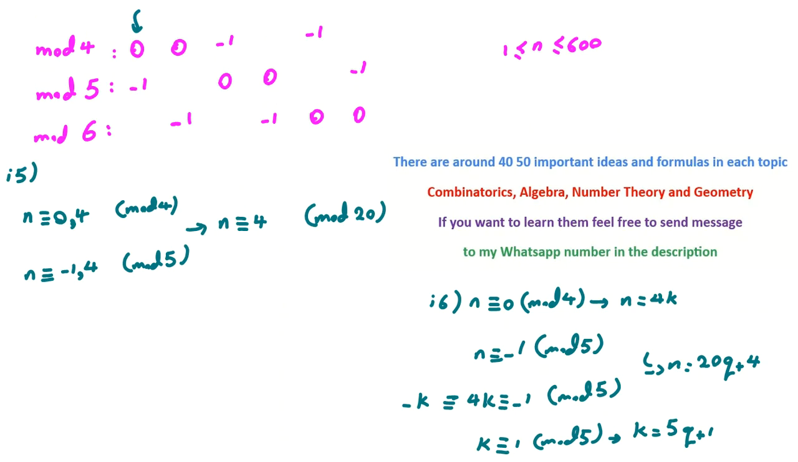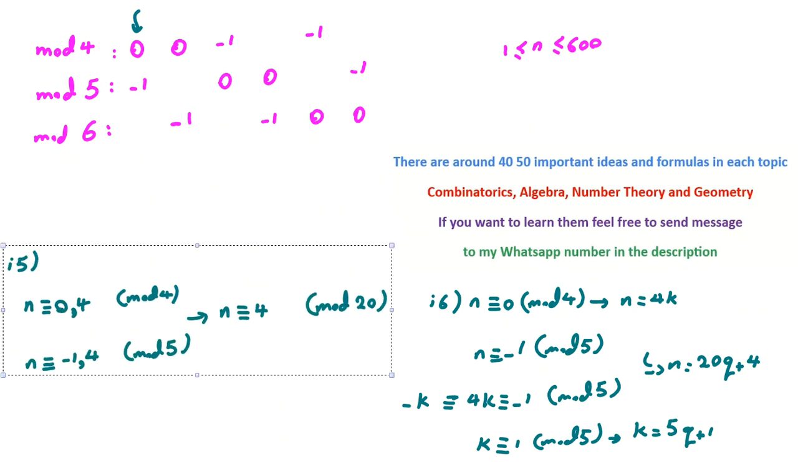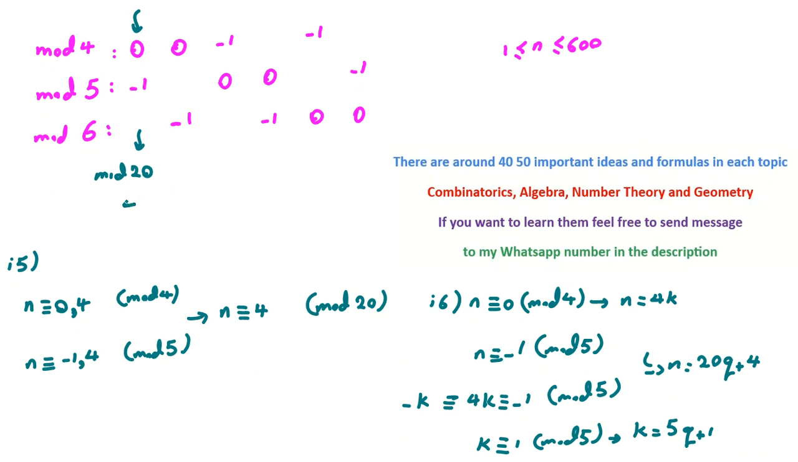For this part, we can conclude, let me move it here. For this one, we can say mod 20, it should be 4. Now work on the second, third, fourth, fifth, and sixth cases first on your own.